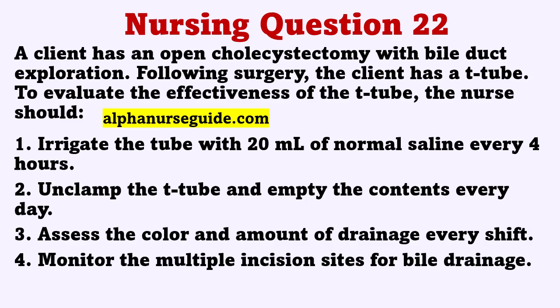The correct answer is 3. Assess the color and amount of drainage every shift. A T-tube is inserted in the common bile duct to maintain patency until edema from the duct exploration subsides. The bile color should be gold to dark green, and the amount of drainage should be closely monitored to ensure tube patency. Irrigation is not routinely done unless prescribed using a smaller volume of fluid. The T-tube is not clamped in the early post-op period to allow for continuous drainage.